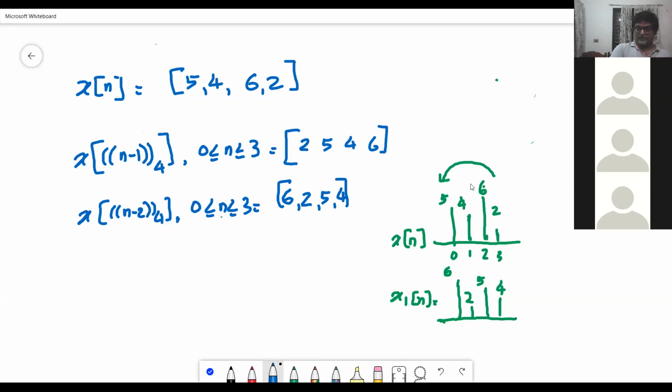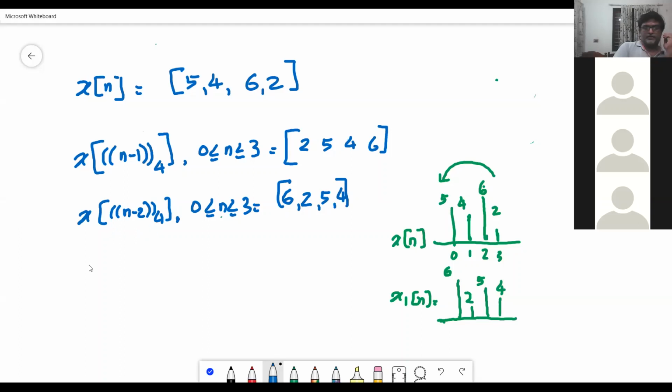I will always put this curve upwards, in the top part, like this. I will not put the rotation of the phasor or rotation of the sequence below the line, below the x-axis. I'll always put it above.